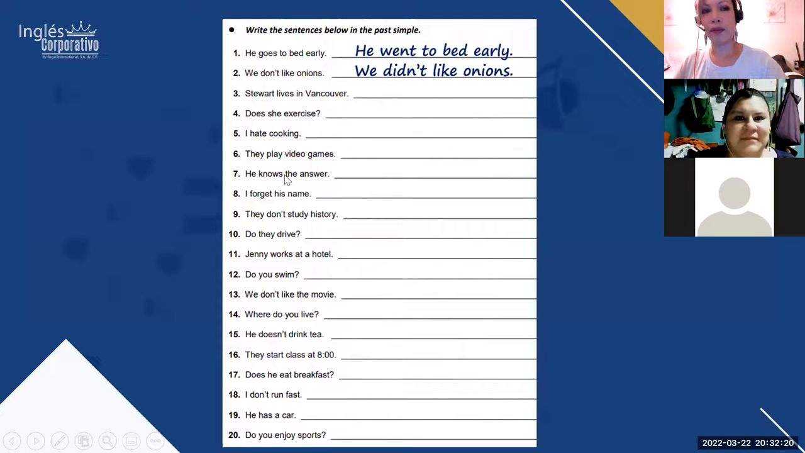This one is similar to yesterday's, when we were finding mistakes and you did a very good job. Now we have to translate these sentences into the simple past. In this case, we have: he goes to bed early. That's simple present. If we move this to past, it will be: he went to bed early. The second one is already done for you as well: we don't like onions. Making this into past, it should be: we didn't like onions. So you have to do this. We can do this in groups so it can be easier for you and you can share your ideas.